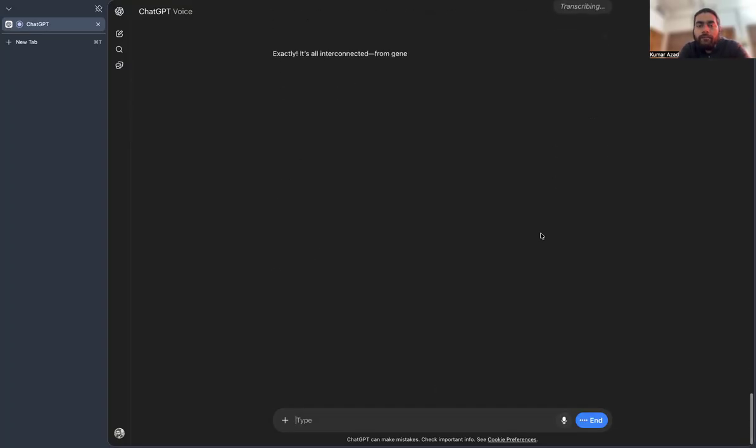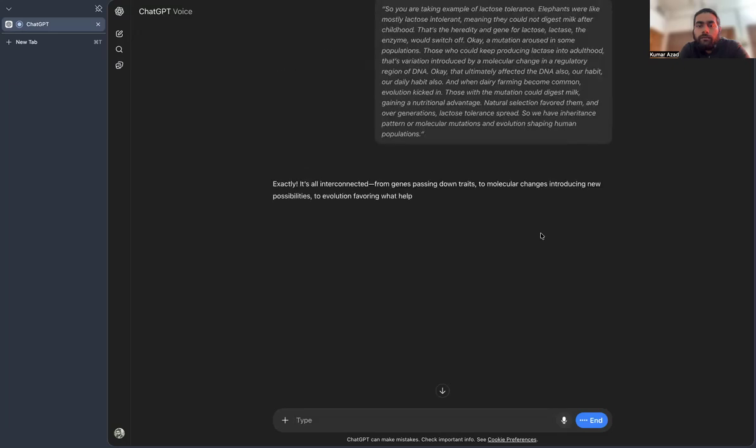Exactly, it's all interconnected, from genes passing down traits, to molecular changes introducing new possibilities, to evolution favoring what helps us thrive. And yes, it shows how biology even shapes our diets. If you ever want to dive deeper into another complex process, I'm always up for it.